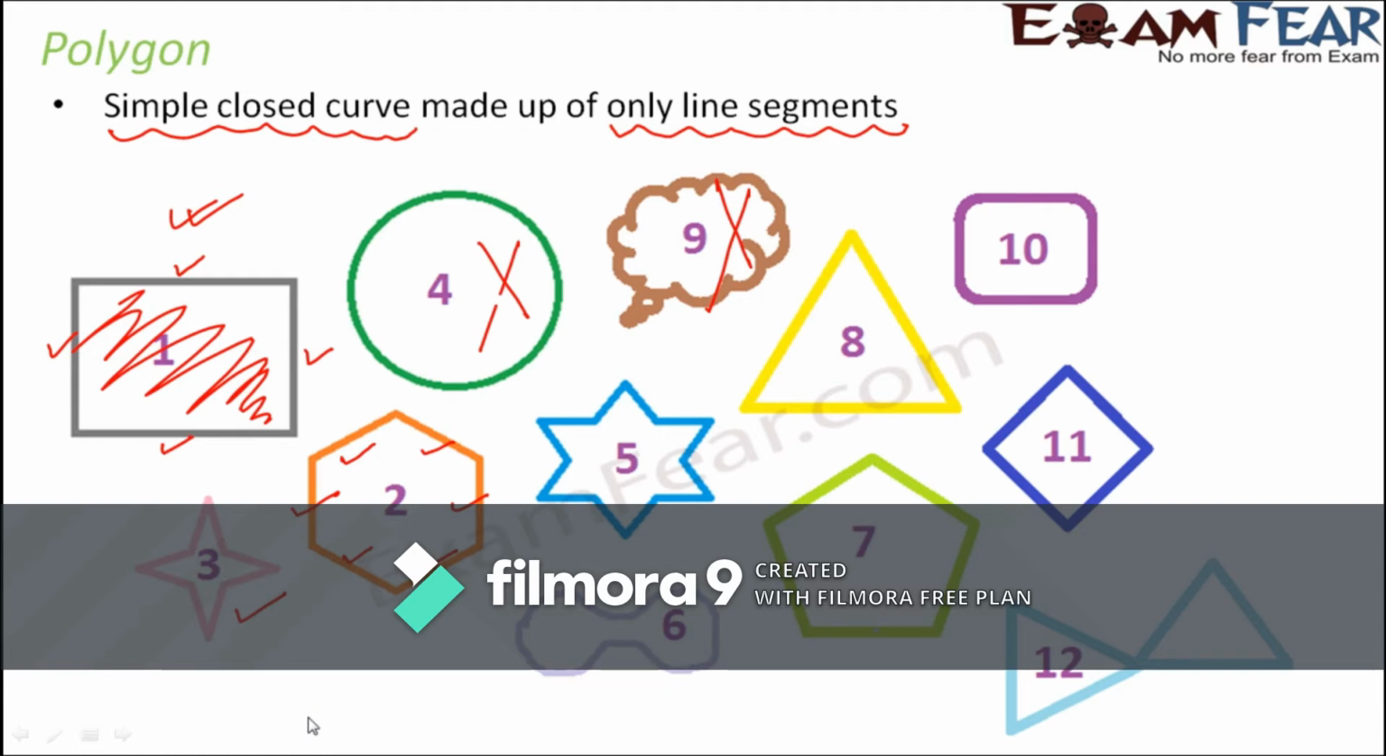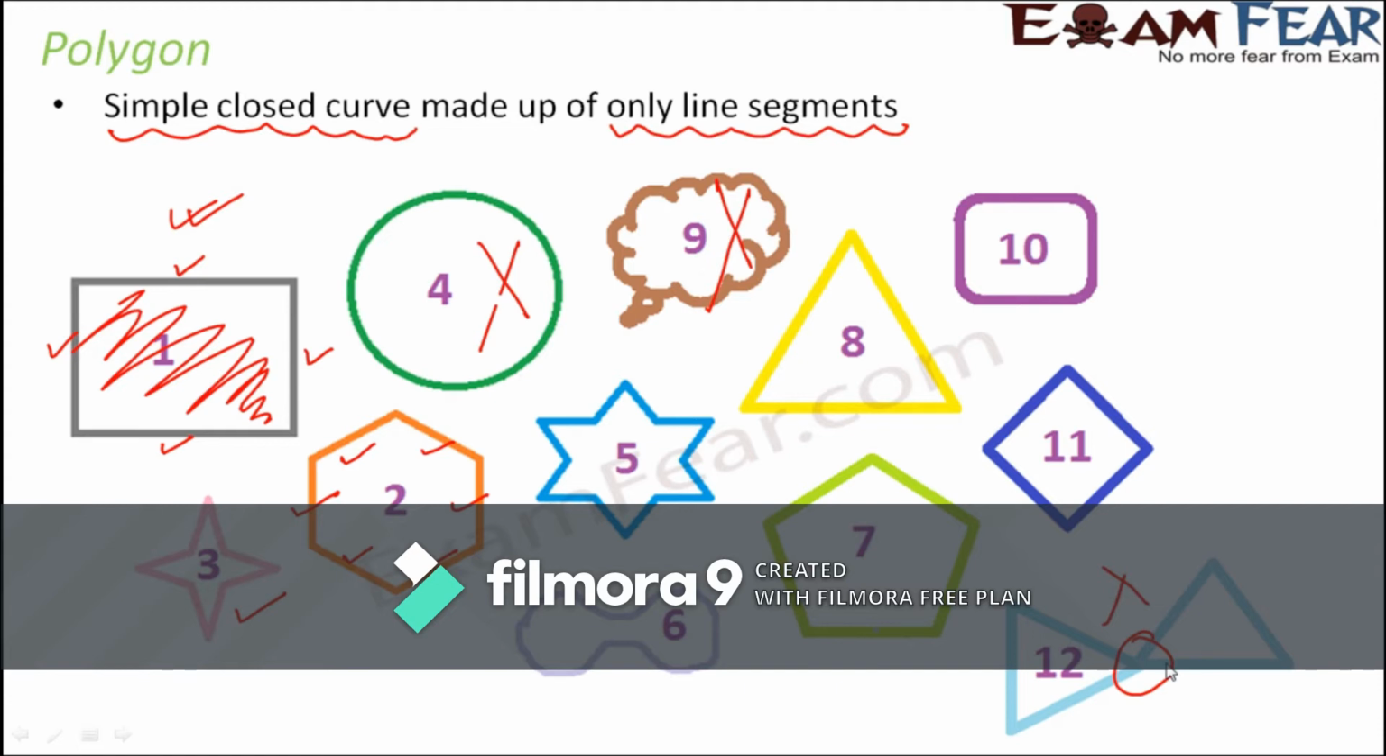Now let me talk about one or two examples. Let's look at image number 12. When you look at this, it is made up of line segments, right? It is also a closed curve, but is it a polygon? It is not a polygon. Why? Because this is not a simple curve, it is a non-simple curve, because the curve crosses itself at this point. So therefore it doesn't satisfy the criteria to become a polygon, and it is not a polygon.